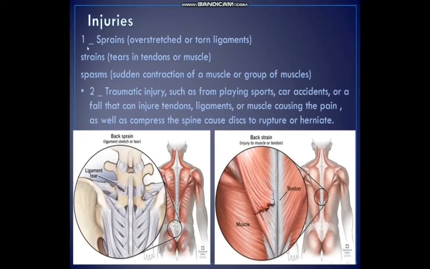The injuries: there are two types of injuries, the normal and the traumatic injury. The normal injuries are sprains or overstretching of the ligaments, strains or tears in the tendons or muscles. This picture shows tears in the tendons and muscles. A spasm is a sudden contraction of a muscle or a group of muscles. The second one is traumatic injury, such as from playing sports, a car accident, or a fall, that can injure tendons, ligaments, or muscles, causing pain, as well as compress the spine, causing discs to rupture or herniate. The main thing you should know about traumatic injury is that it affects the ligaments and everything, but it compresses the spine.